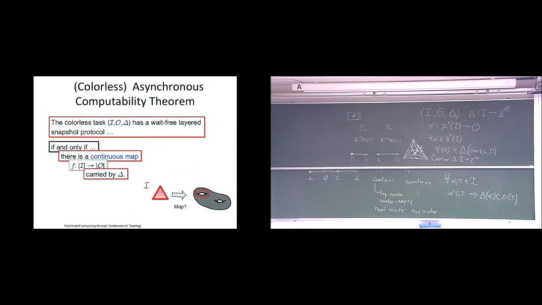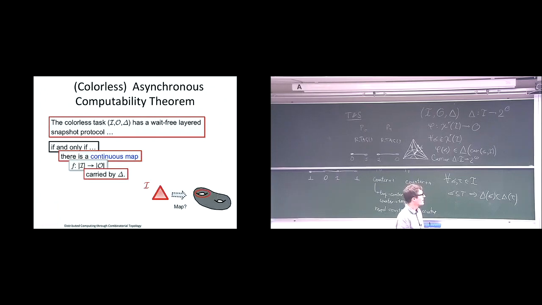Something which doesn't account for protocols or for distributed computing at all. So what I have is, I embed the input complex in the space, embed the output complex in the space. If there is a continuous map between them, satisfying the properties of the task, of course, I'm done.